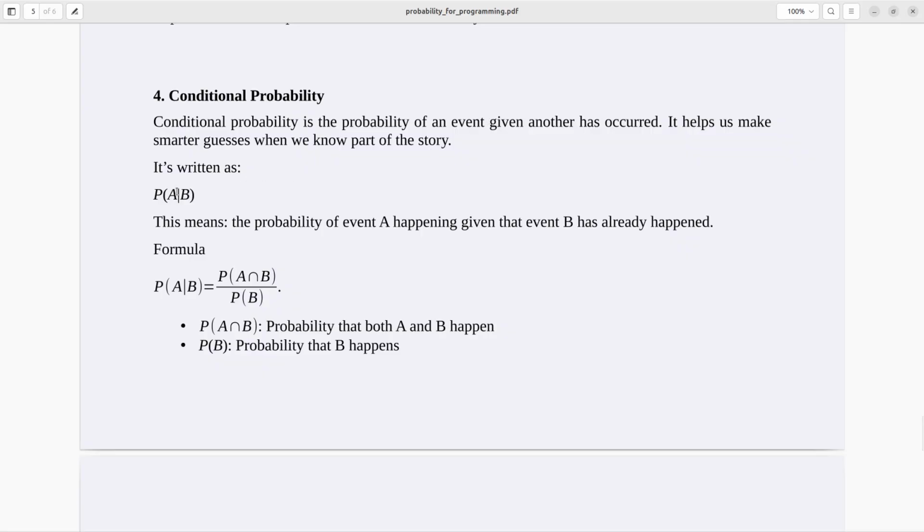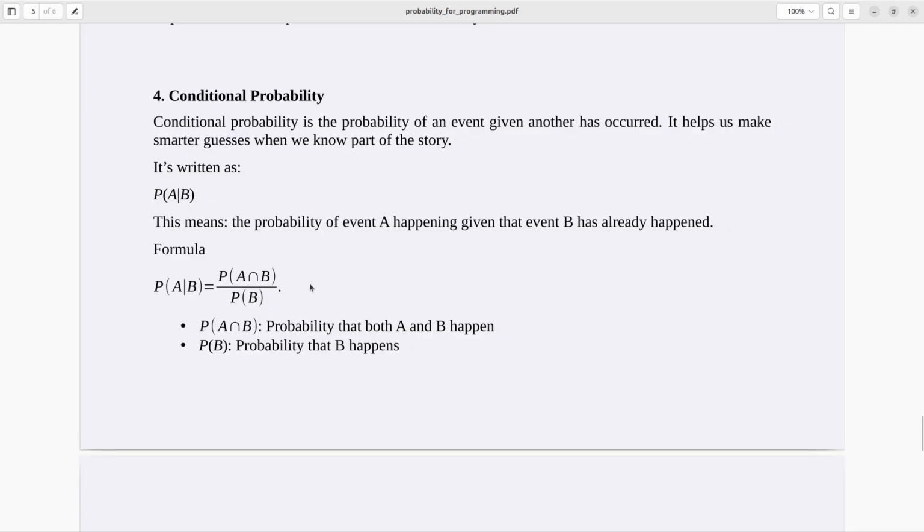So the conditional probability is written as P of A given B here, okay? This vertical line is called given, okay? So it means something like this one here. The probability of event A happening given that event B has already happened, okay? So that's why we will say given B here, okay?